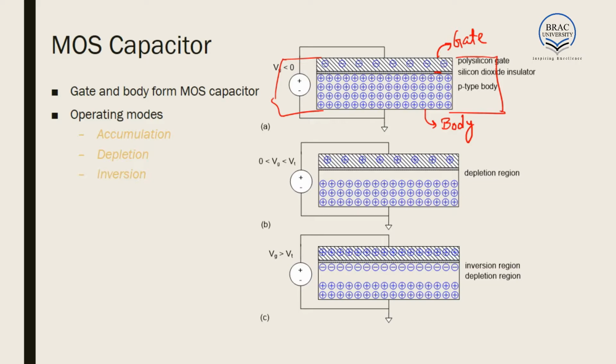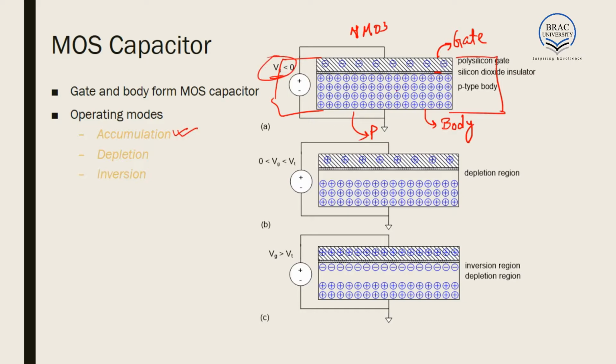So firstly, suppose we have not put any voltage here, or we have applied a negative voltage at the gate. If we have applied a negative voltage at the gate, the gate becomes negatively charged, and the body, since we are considering NMOS operation, is made of P substrate, so there are plenty of holes in it. The holes remain in the P substrate, and electrons remain in the gate. This mode of operation is accumulation.